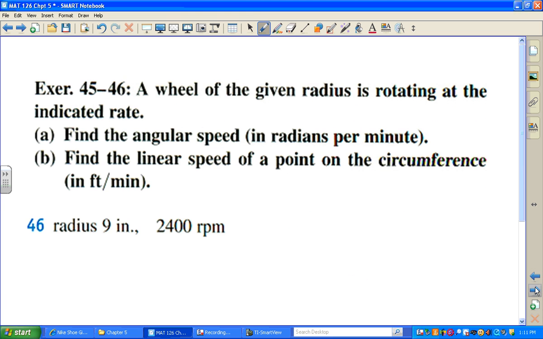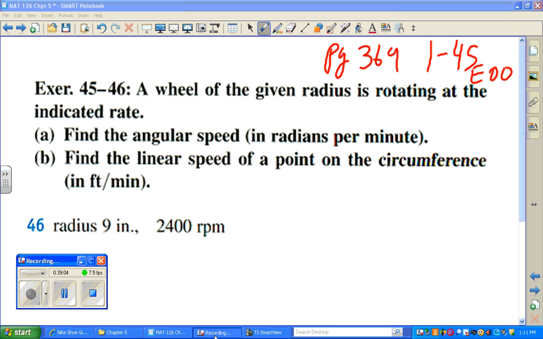But anyway, we're just going to go through 45. Every other odd. Okay? Page 369, 1 through 45, every other odd. You know what every other odd means, correct?